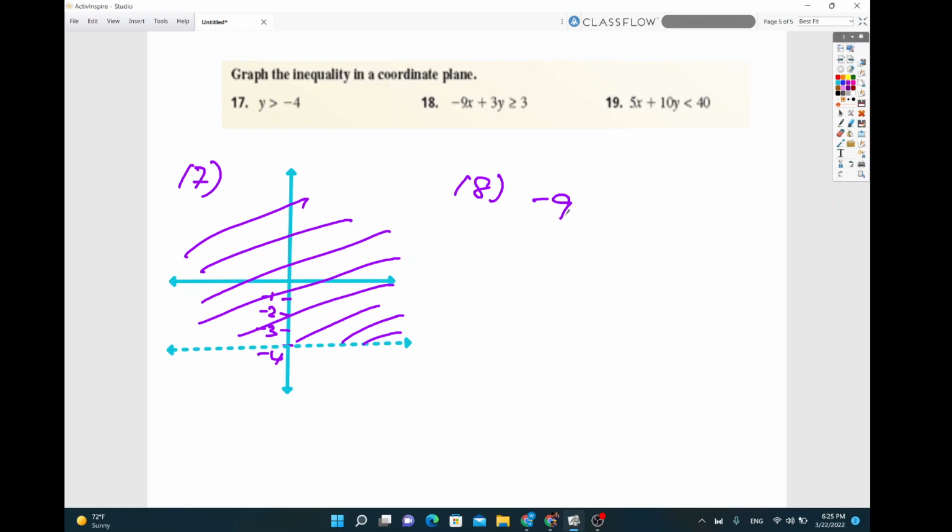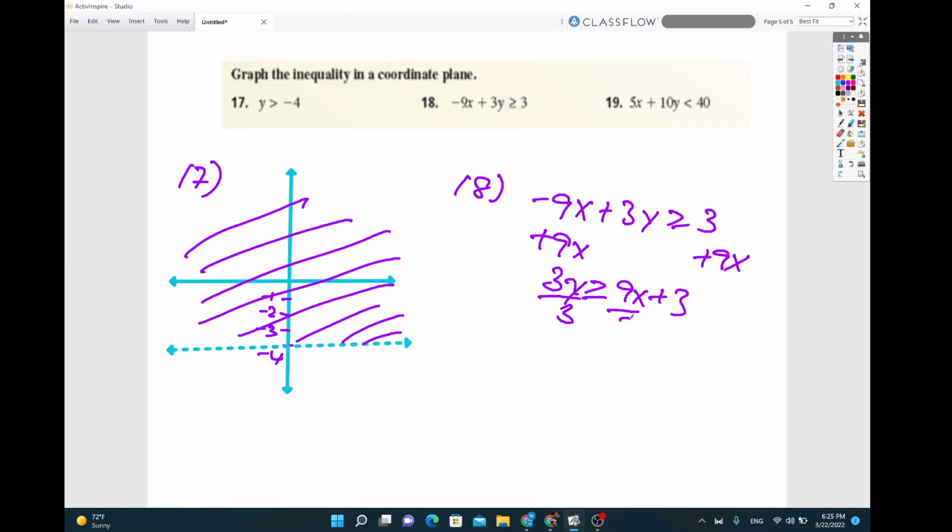So number 18 is written kind of like the standard form of a linear equation, but this one is an inequality, and it also involves the equal sign. The first thing you want to do is isolate y by itself. So add 9x on both sides. Then what we find here is 3y is greater than or equal to 9x plus 3. Then divide both sides by 3. So we find y is greater than or equal to 3x plus 1.